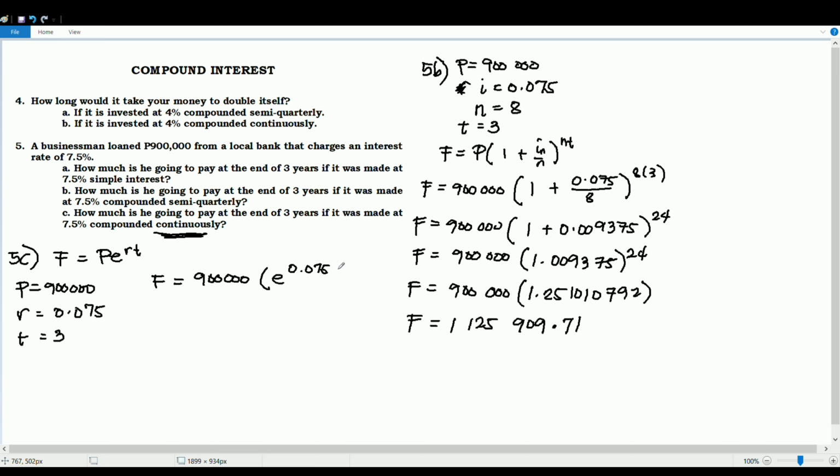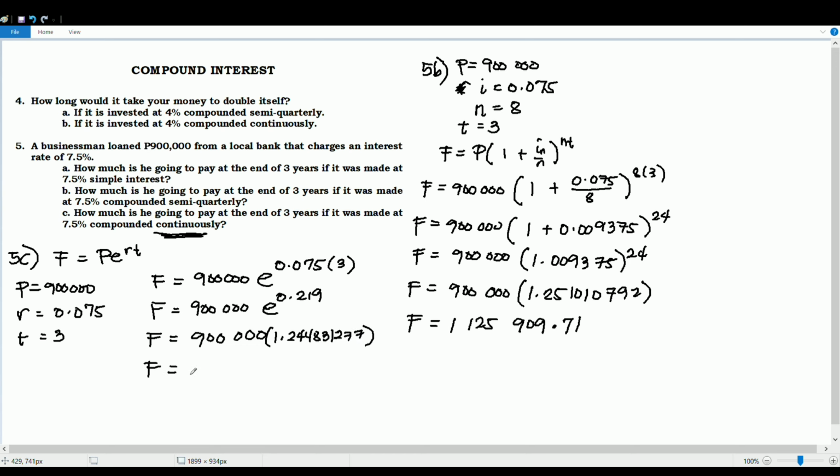So we have F is equal to P, which is 900,000 pesos, to be multiplied by e raised to 0.075 times 3. Oh, let me rewrite it again. So we have e raised to 0.075 times 3. Now let's evaluate the exponent 0.075 times 3. Multiplying these two numbers will give us 0.225, and then we have to evaluate in your calculator the value of e raised to 0.225, and that will be equal to 1.244831277. Then we have to multiply these two numbers, and it will give us 1,120,348 pesos and 15 cents.